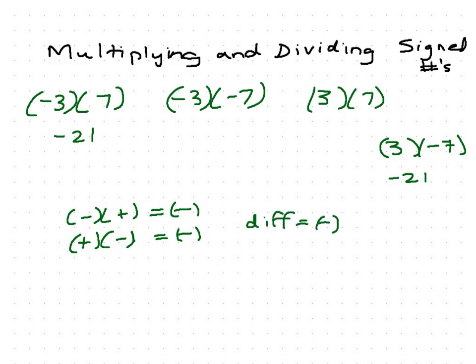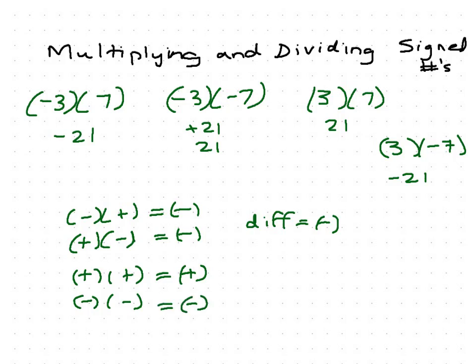The middle two examples on the page, if the signs are the same. So a negative 3 times a negative 7 is going to be a positive 21. You don't have to write the positive, it's always assumed to be there. And of course, a positive 3 times a positive 7, we know to be a 21. So if the signs are the same, positive times a positive is a positive, and a negative times a negative is a positive.